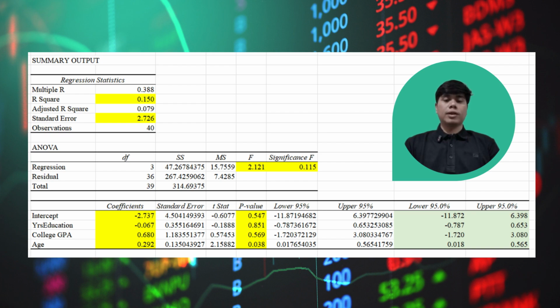So, to wrap up question 6, education level and college GPA don't show any meaningful relationship with retention in this data. Age at hiring does show a small but real positive relationship. Older hires tend to stick around a bit longer, but because the overall model only explains 15% of the variation and isn't significant as a whole, we recommend that Lawn Innovator's HR team look beyond these three factors.